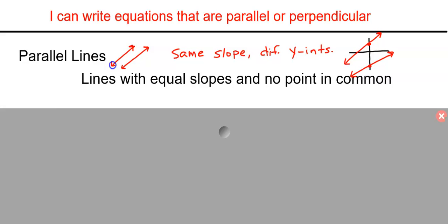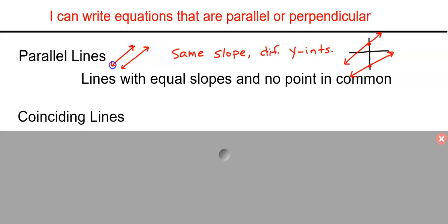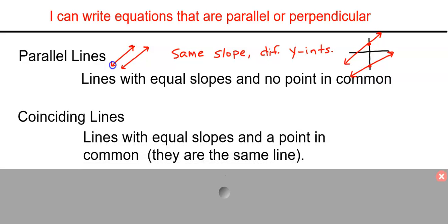Okay? Second term, coinciding lines. Coinciding lines are lines with equal slopes, so just like parallel lines, same slope, but they have a point in common. And actually they have a lot more than one point in common. They have infinitely many points in common. They are actually the exact same line, meaning they have the exact same equation.